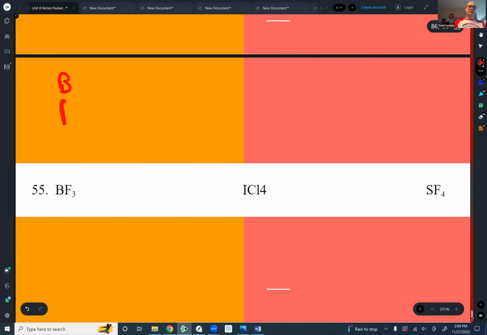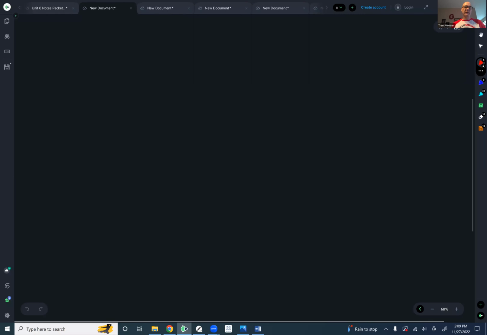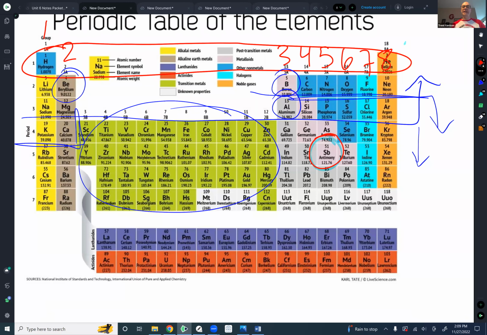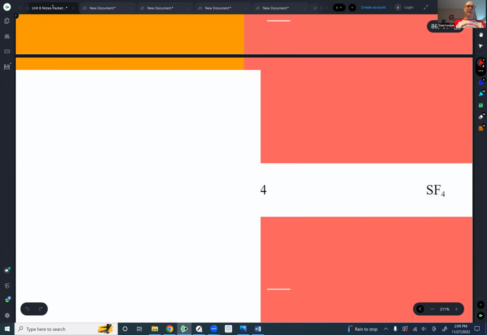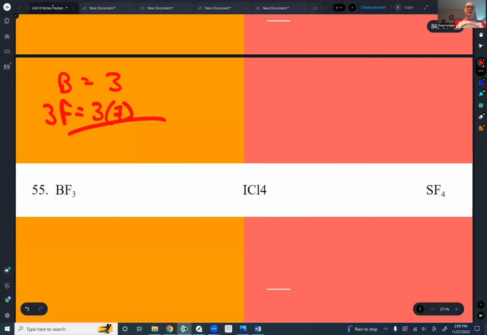So boron and the 3 fluorines. Each of the 3 fluorines has 7. And the boron, we will take a look at where it is. We haven't ever probably even bonded anything with boron. It is in the 3rd group. It has 3 valence electrons. So if we are counting up what we have here, we have a total of 24.